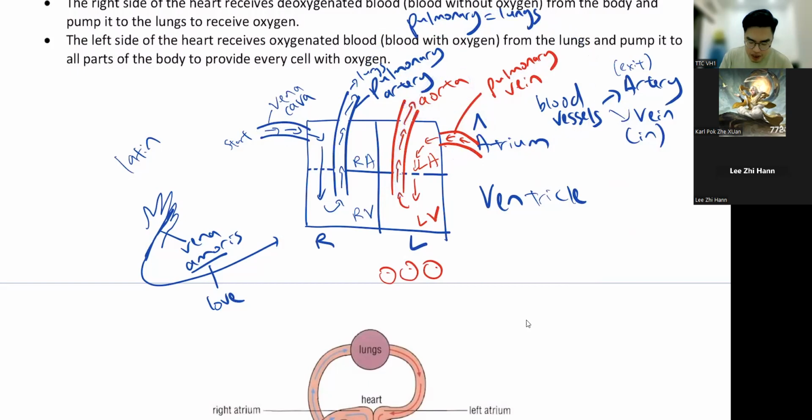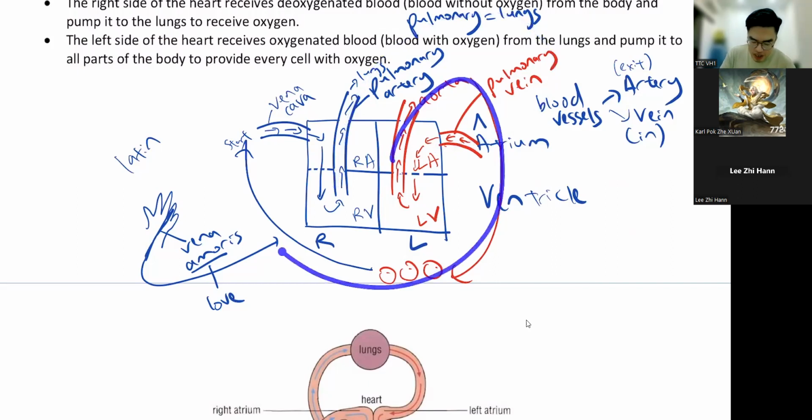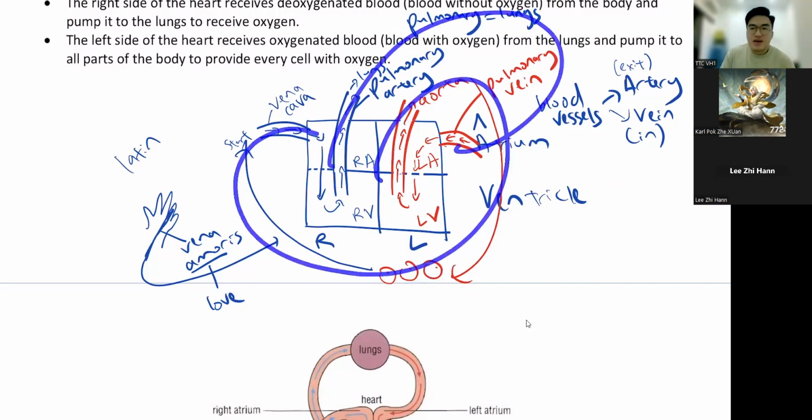So this aorta will go to the body, will go to body cells. Let me draw an arrow here. So it will go to your body cells, and then it will come back to here to your vena cava. All right, so as you can see, there are two circles here. There are two circulations here. One circulation is to go to the lungs, and then another circulation is to go to the body, right?